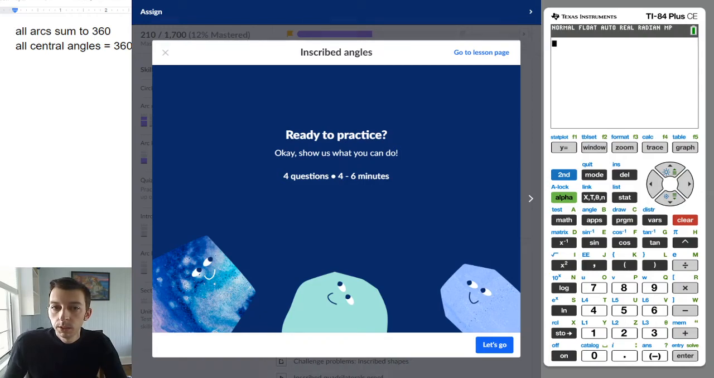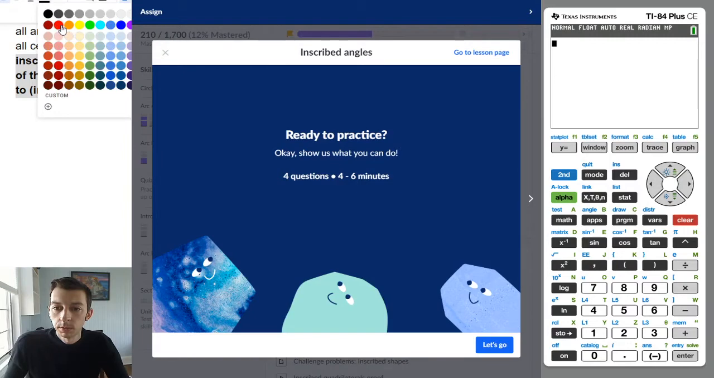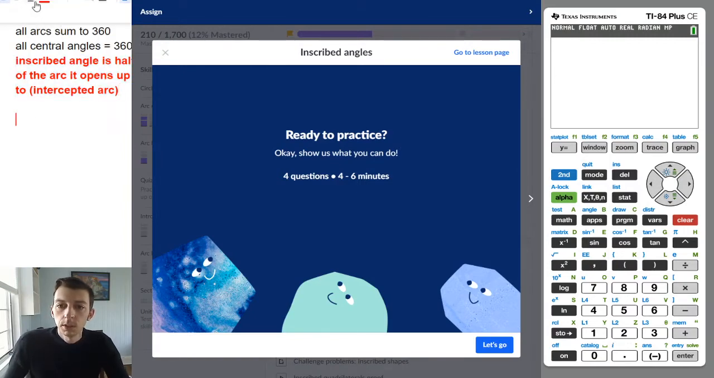So we're going to do some problems with inscribed angles. A couple notes I have up here on my page: all my arcs sum to 360, all my central angles sum to 360. One other thing to remember is that an inscribed angle is half of the arc it opens up to. We call that an intercepted arc. This is sort of an important thing to remember here. Let's just put it in a nice red color. We'll go through that and what that means on a couple of these examples.